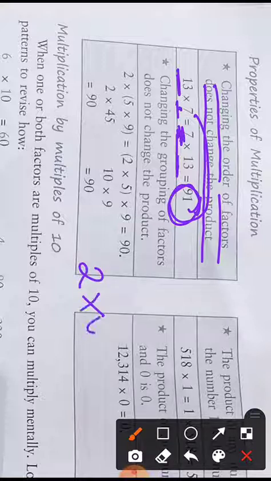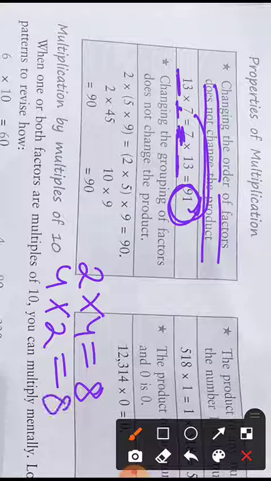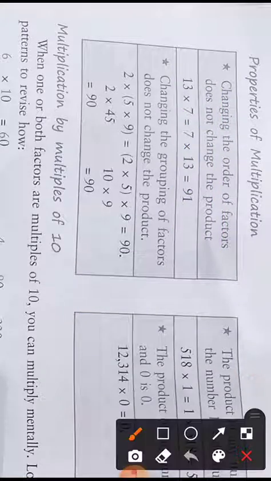Take one more example. If you multiply 2 into 4, it gives us 8. If I multiply 4 into 2, the result is again the same. So according to the first property, changing the order of factors does not change the product. Now let us see the second property: changing the grouping of factors does not change the product.